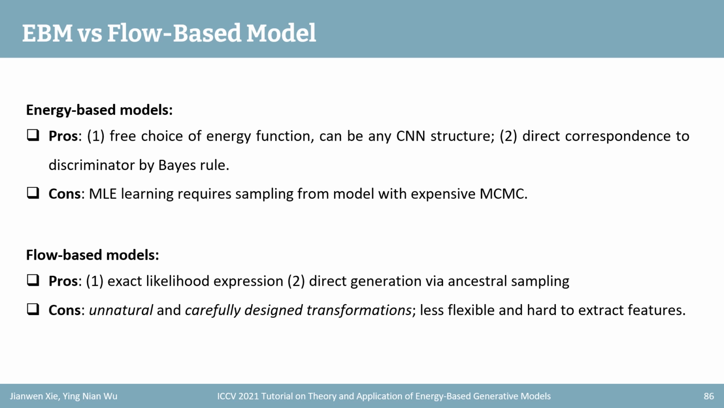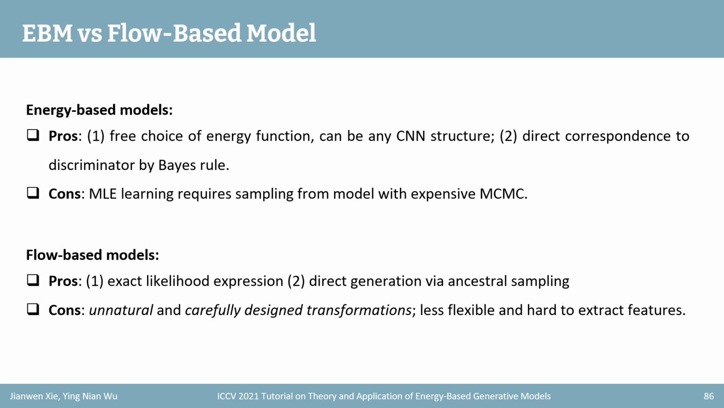You can use whatever CNN or any network to parameterize the energy function, and it directly corresponds to a classifier. But the maximum likelihood learning can be very time-consuming because of MCMC sampling. Flow-based model gave us exact density in the normalized form, and it can generate examples by direct ancestral sampling, right? You sample z as white noise and transform it into x.